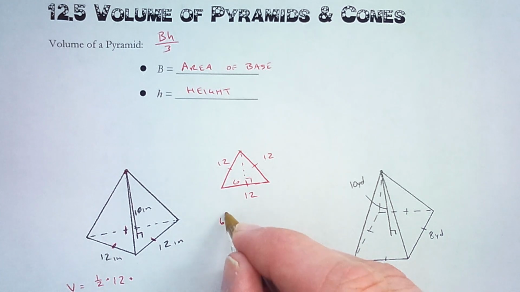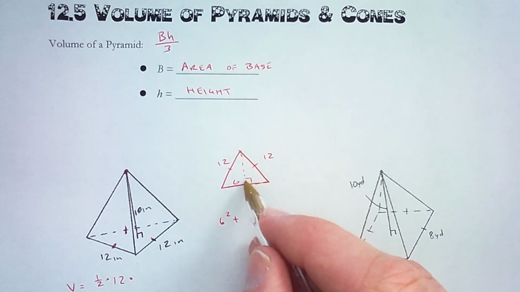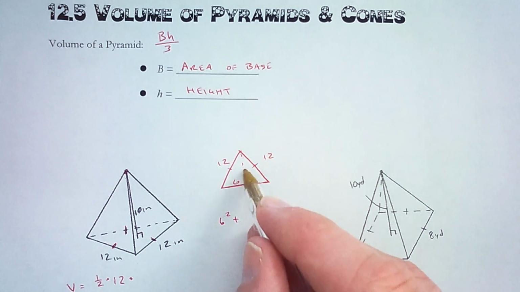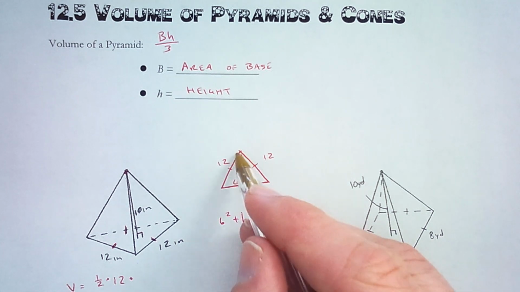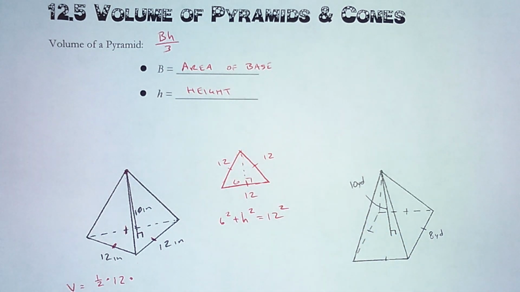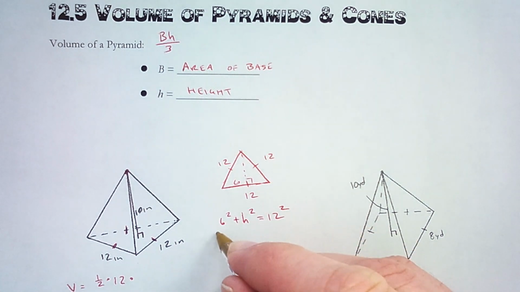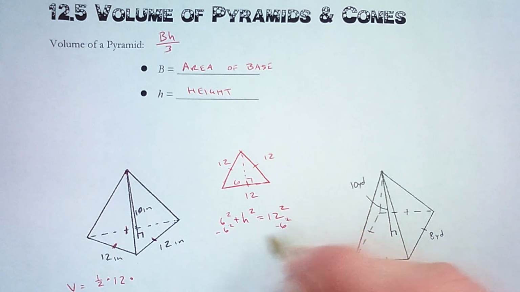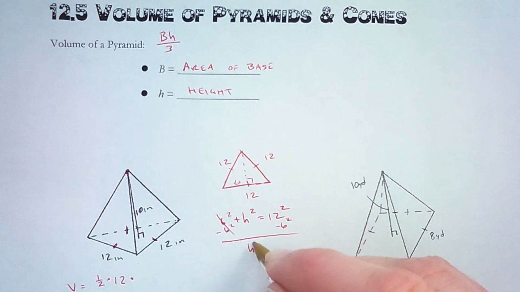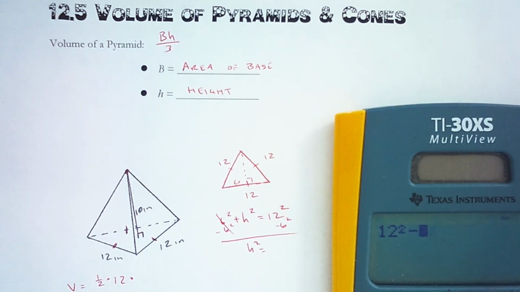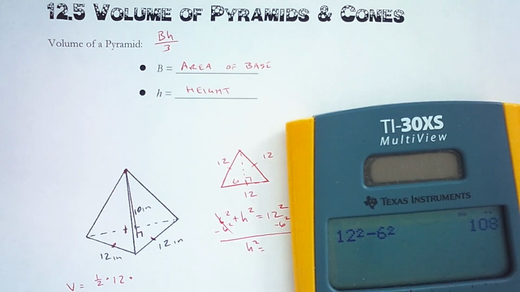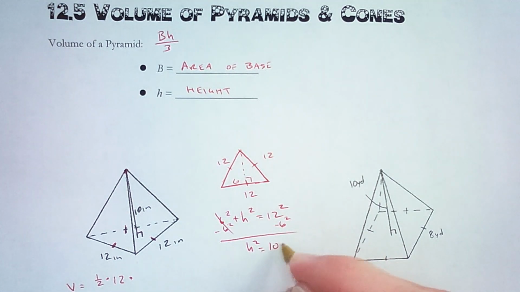So I can do 6 squared plus this other leg squared, so leg and leg, 6 squared plus, I'll call it h for height, squared, equals the hypotenuse, 12 squared. So I'm subtracting 6 squared from both sides. So I have h squared equals 12 squared minus 6 squared. And that is 108. Okay, then the square root of 108.